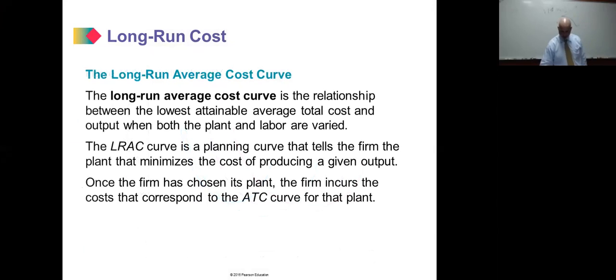All right, last thing that we're going to look at: the long run average cost curve. The long run average cost curve is the relationship between the lowest attainable average total cost and output when both the plant and labor are varied. It is a planning curve that tells the firm the plant that minimizes the cost of producing at a given output. Once the firm has chosen its plant, it incurs the costs that correspond to the curve of that plant.